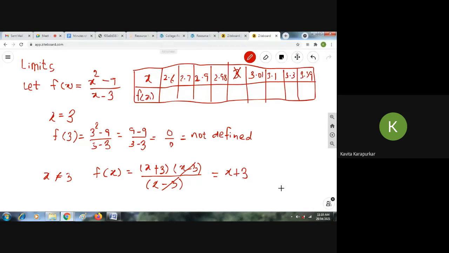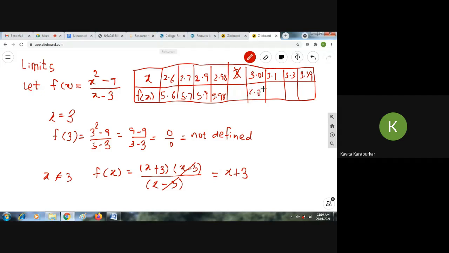Right? So now we will plug in these values of x here and we will see what happens to the function f of x. So when x is 2.6, this will become 2.6 plus 3. So my answer will be 5.6. When x is 2.7, my value will be 2.7 plus 3. So it will be 5.7. 2.9 plus 3, so it is 5.9. 2.98, so it will be 5.98. Basically, I am adding 3 to all the values of x which I have written.